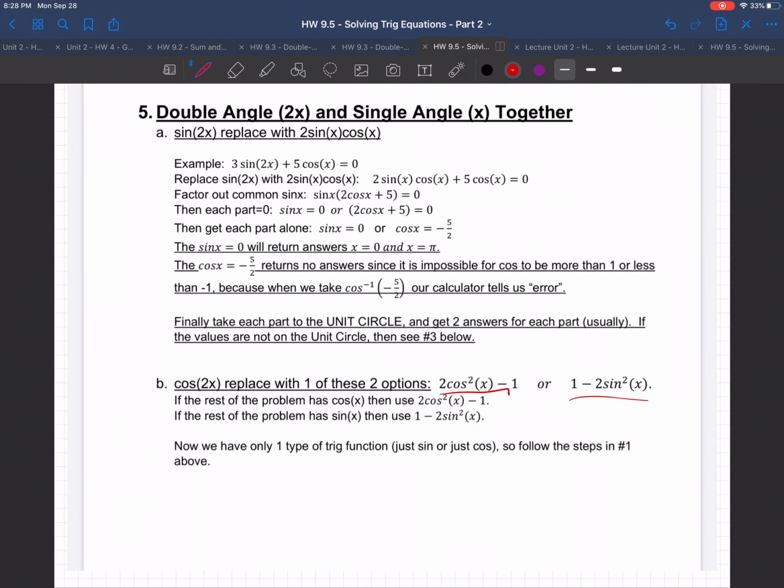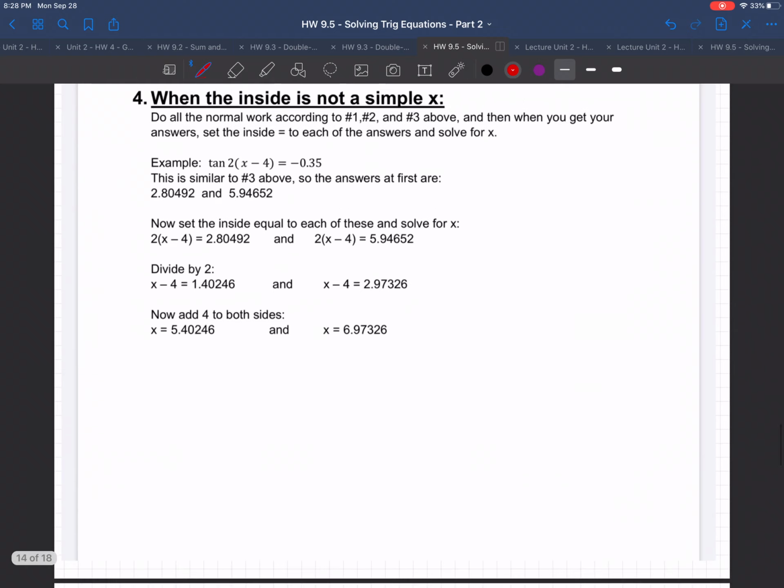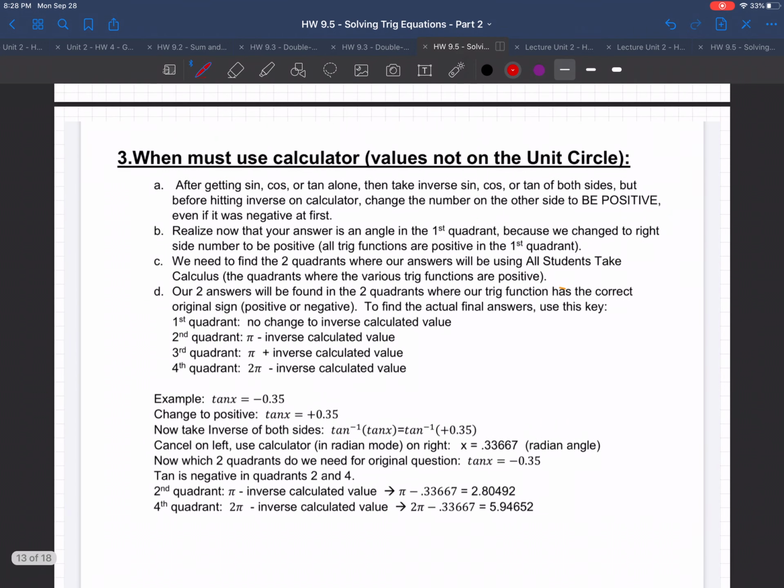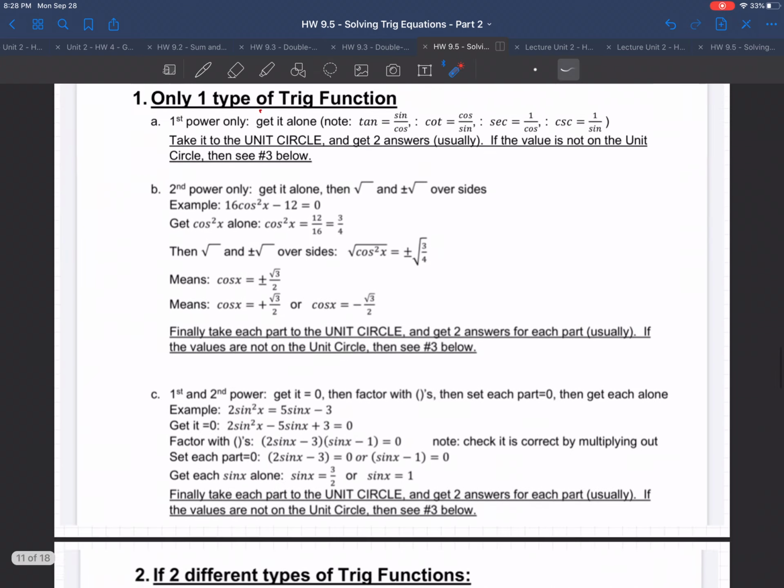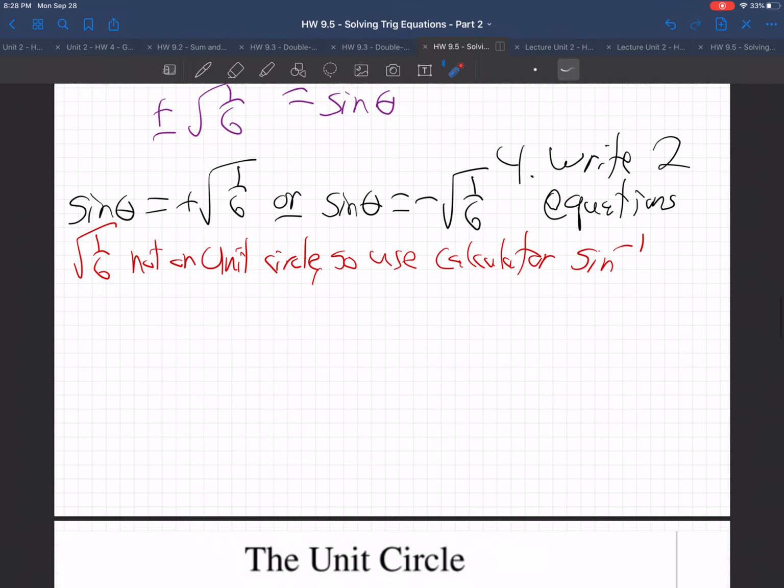All right, so what are you supposed to do? Wait, we're on the wrong one. When we must use our calculator, how do we do it? You get the sine, cosine, tangent alone, take the inverse of both sides, but before hitting the inverse, you must make it positive, even if it was negative. Then realize your answer is first quadrant because you made it positive. Then go to the 2 quadrants, and there you go. So we've done this before. I'll walk you through it again.